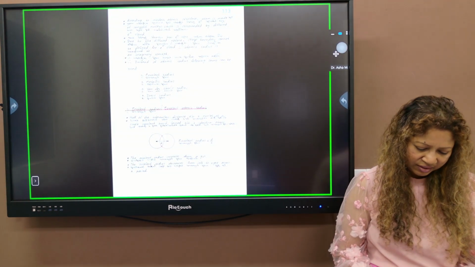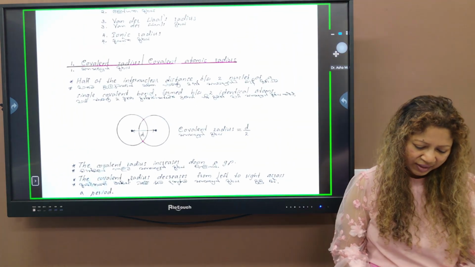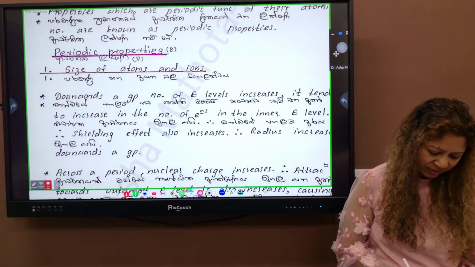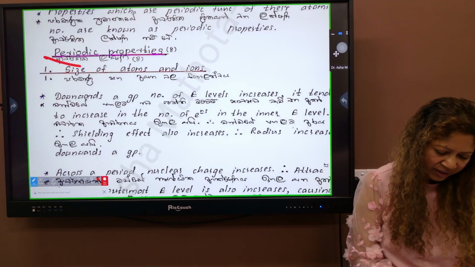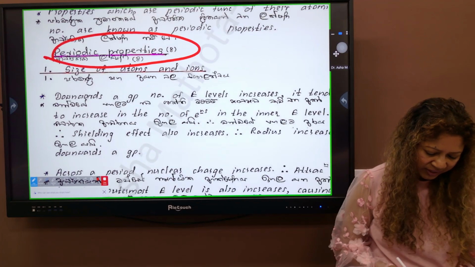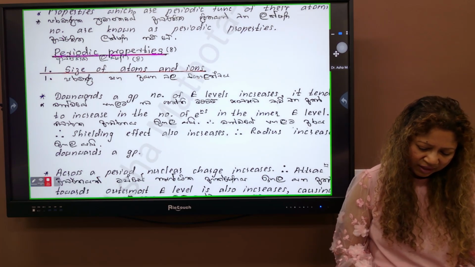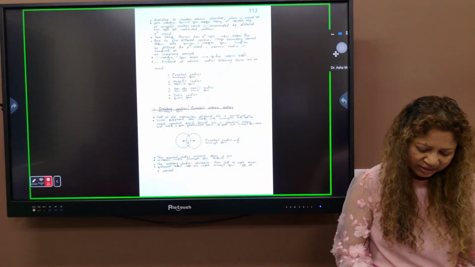radius story. So that's why the very first periodic property is a little longer. There are 8 periodic properties. When you finish these 8, we are done with unit 1. The very first one is the size of atoms and ions. For ions, we are going to talk about anions and cations.